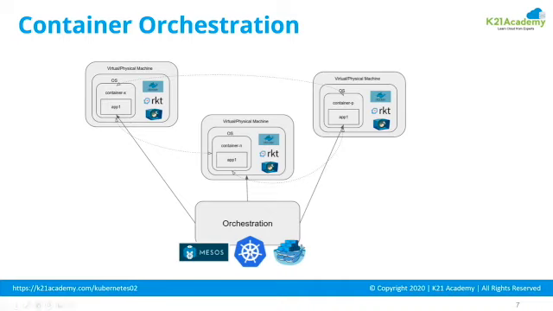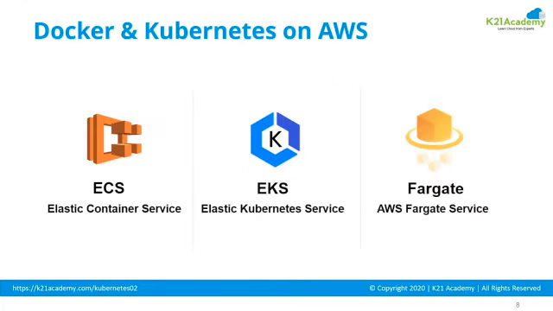Similar to Kubernetes, you also have other orchestration tools like Mesos or Docker Swarm. But in the last 3-4 years, Kubernetes has come out as a leader in container orchestration tools, capturing 70+% of the market. So on AWS, you get three solutions. First is Elastic Container Service, which is ECS. Second is EKS, which is Elastic Kubernetes Service.